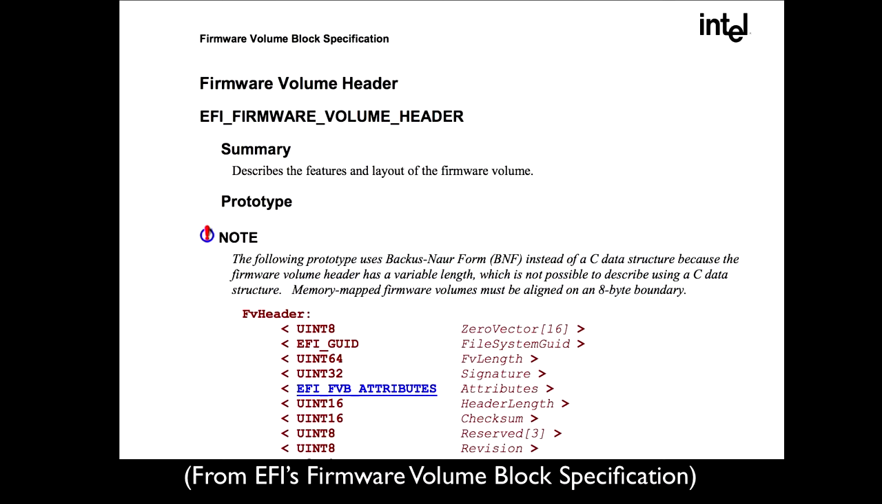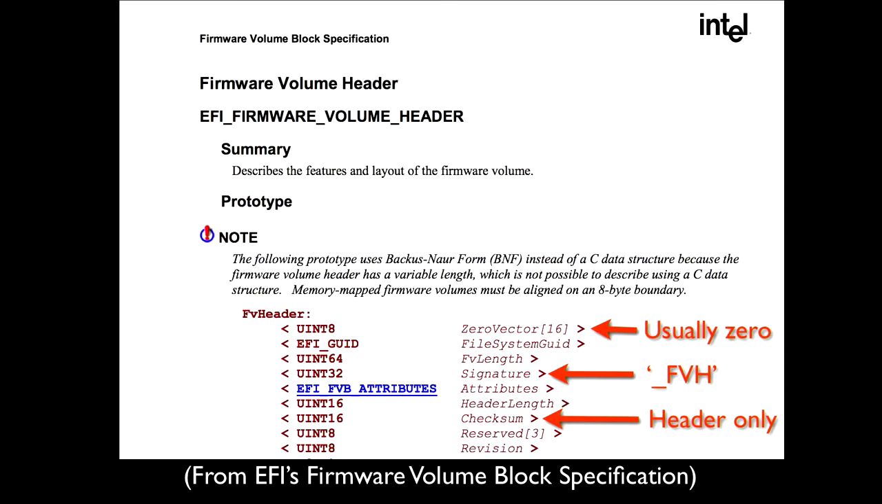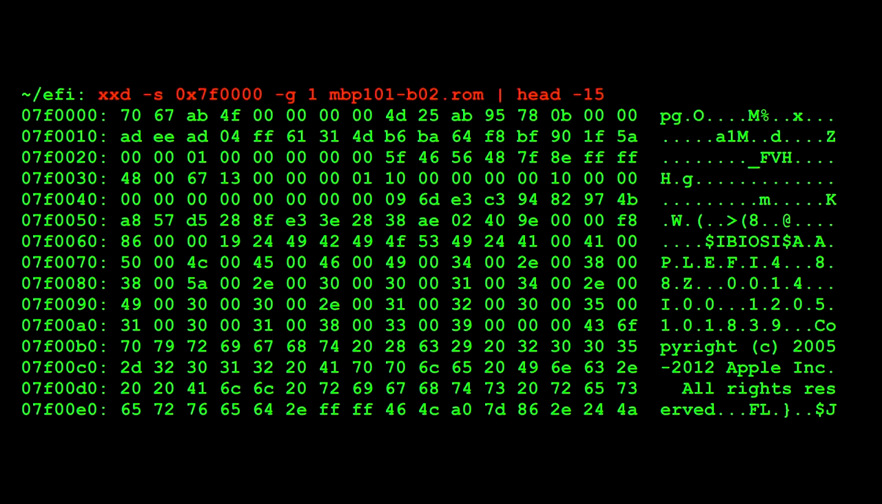So to figure out how the ROM is organized, we can go to Intel's EFI specification for their firmware volume. And it has this field labeled signature, which sounds perhaps likely, except it's literally just the 4 characters _FVH. There's this checksum, but it only covers the header. And the other interesting thing in this section is the 0 vector, which isn't really defined for what it's used. So we'll come back to that.